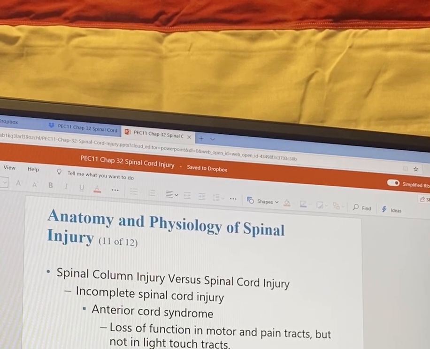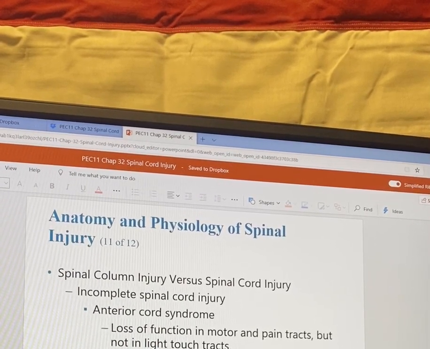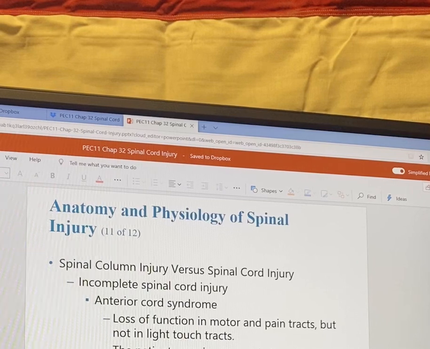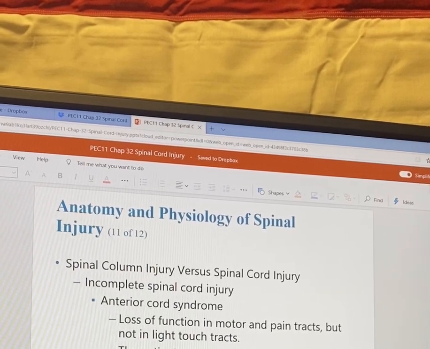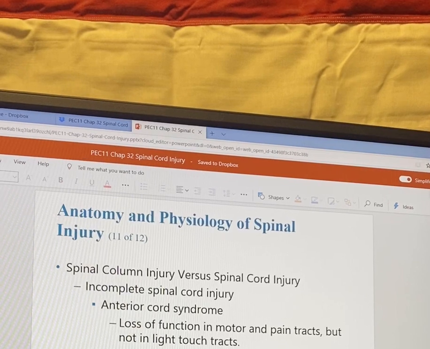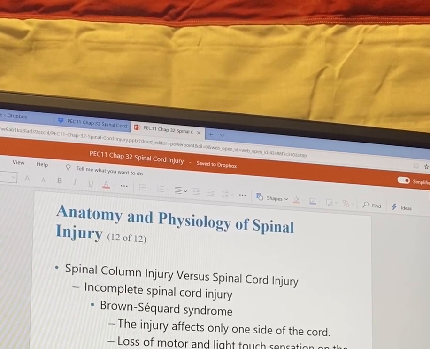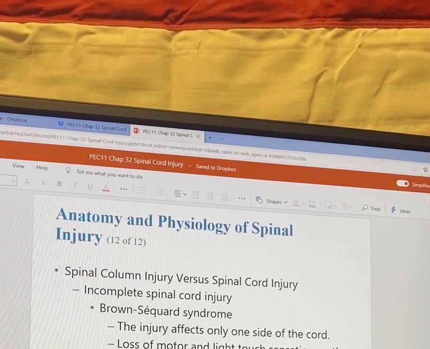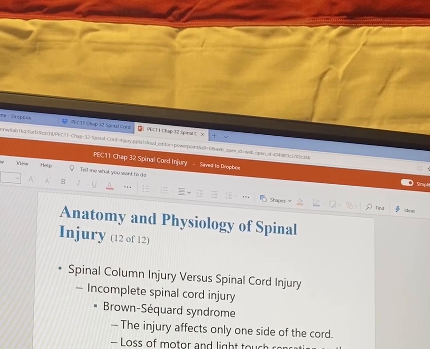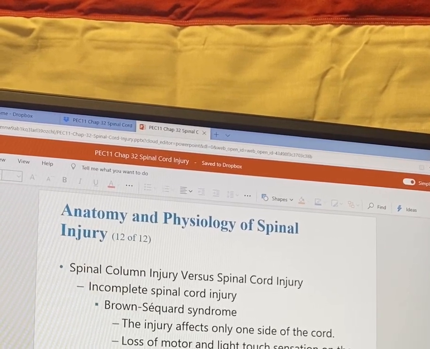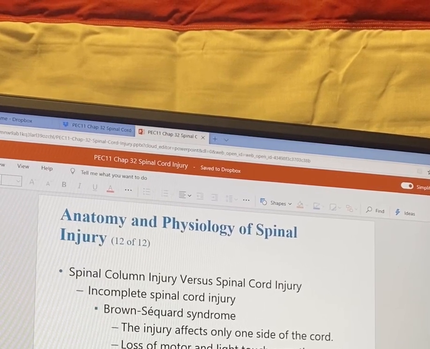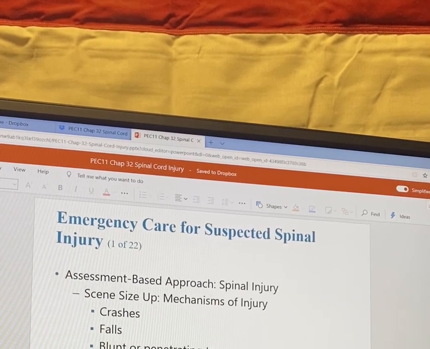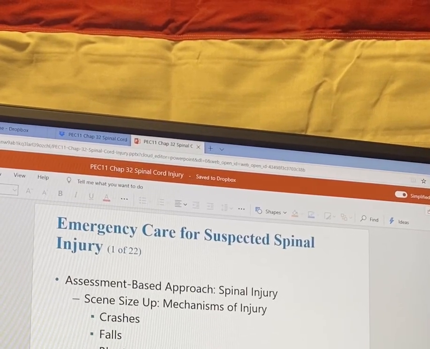In anterior cord syndrome, the patient loses the ability to feel pain and crude touch below the site of injury, and most likely experiences the loss of motor function below the injury site. However, the patient retains the ability to feel light touch above and below the site of injury. In Brown-Séquard, the patient loses motor function and light touch sensation on one side of the body while retaining pain sensation on that same side. On the opposite side of the body, the patient retains motor function and light touch while losing the sensation of pain. Okay?